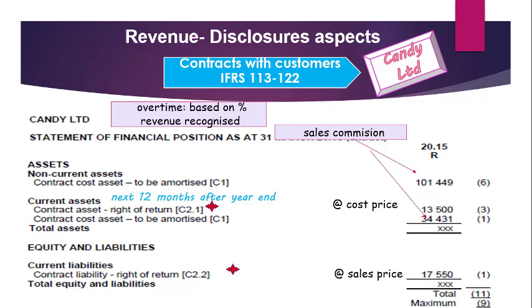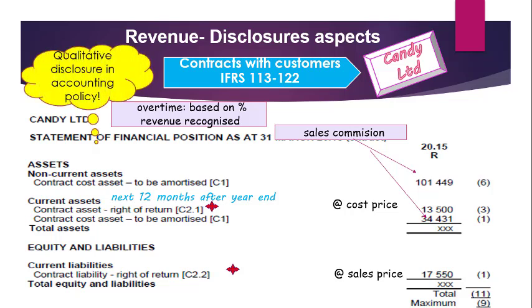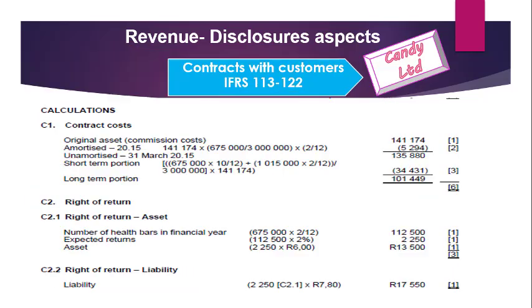It is not required in this question, but for interest's sake, where would you have the qualitative disclosure for these items? So if not presented anywhere else, you would have it in the accounting policy note. This is where you would describe these line items by explaining the nature, timing, and uncertainties surrounding these contract assets and contract liabilities. So this is then the calculations we've just discussed.